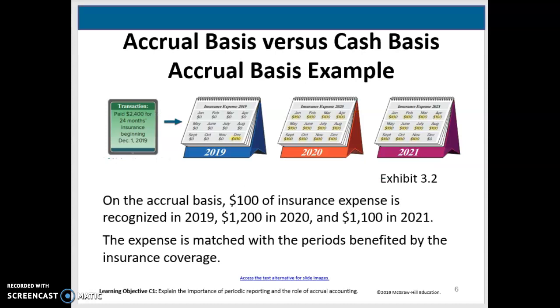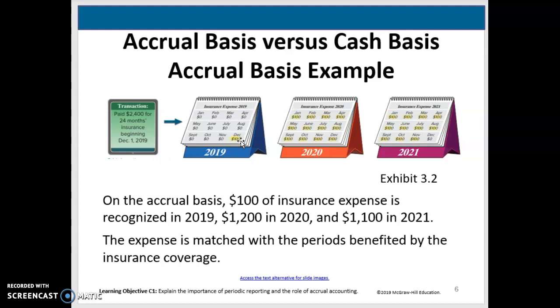Here's an example. So it shows us on the accrual basis, $100 of insurance expense is recognized in 2019, $1,200 in 2020, and $1,100 in 2021. So that comes from them paying insurance up front. So you can see up here that we paid $2,400 for 24 months of insurance beginning December 1st. So December 1st, we had insurance that we paid for, but we paid for 24 months up front. Well, remember we had that prepaid account? So we will be using that for that $2,400, right?